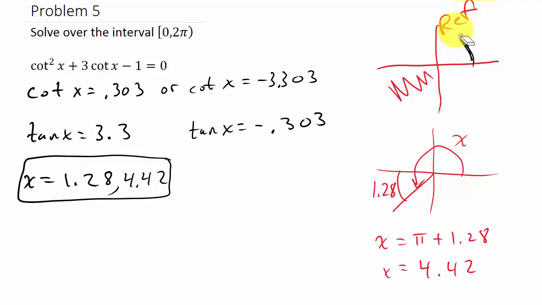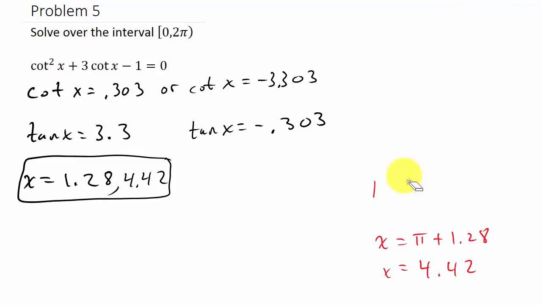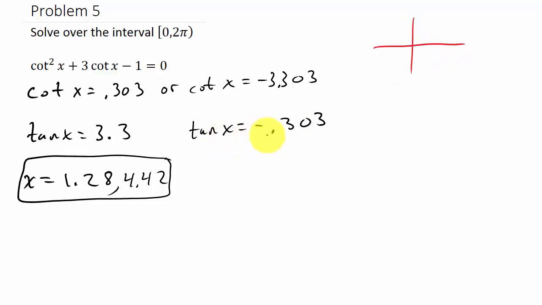Alright, now let's work with the other one. We know that tangent equals a negative number. So my solutions are here and here, in the second and fourth quadrants. But remember, we need our reference angle. Remember your reference angle? That's the angle in the first quadrant. I need to find this angle so I can use it to find this solution and this solution.